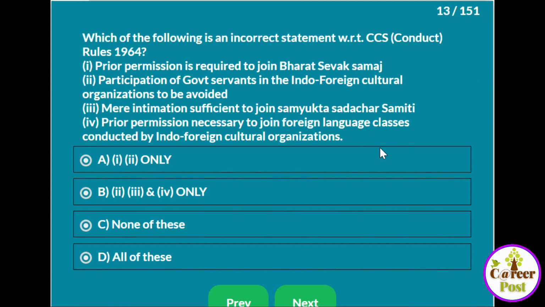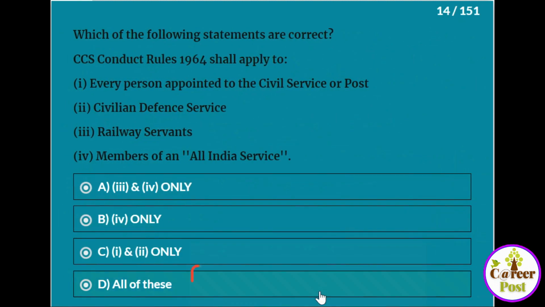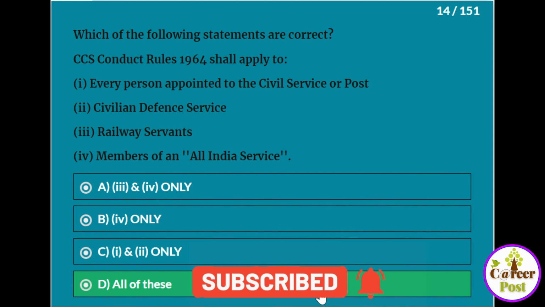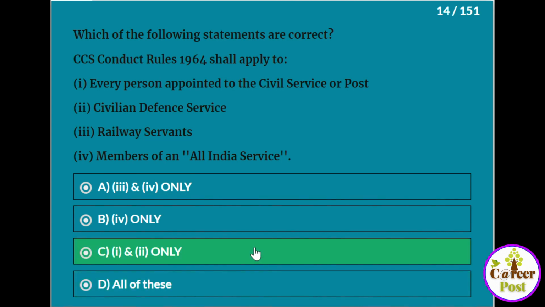The answer is C, none of these, because all of the statements 1, 2, 3, 4 are correct. Which of the following statements are correct according to CCS Conduct Rules? Every person appointed to a civil service or post, civil defense service, railway servants, members of all India service. Here 1 and 2 are the only correct ones, because the CCS Conduct Rules apply to civil service or post and civil defense service, but they do not apply to railway servants or the members of all India service.